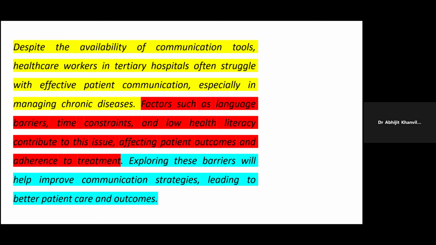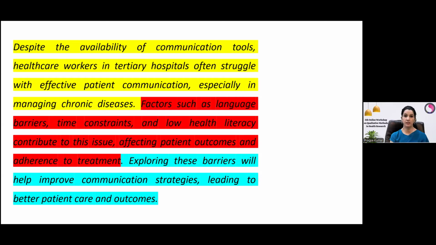Despite the availability of communication tools, healthcare workers in tertiary hospitals often struggle with effective patient communication, especially in managing chronic diseases. Factors such as language barriers, time constraints, and low health literacy contribute to this issue, affecting patient outcomes and adherence to treatment. Exploring these barriers will help improve communication strategies, leading to better care and outcomes.